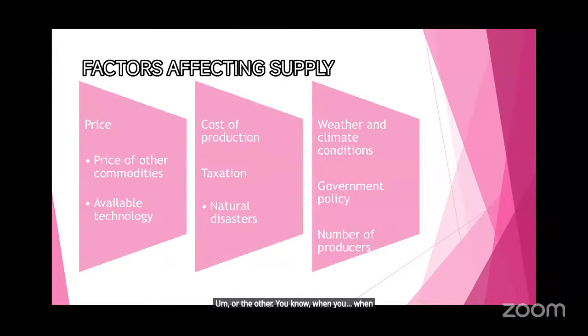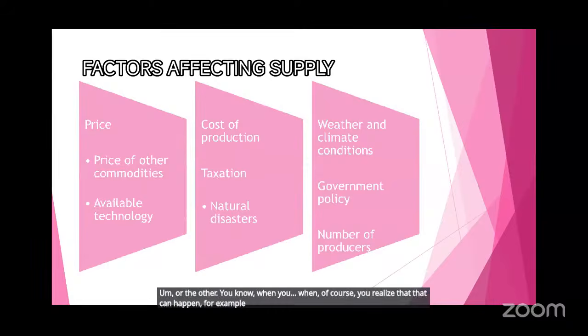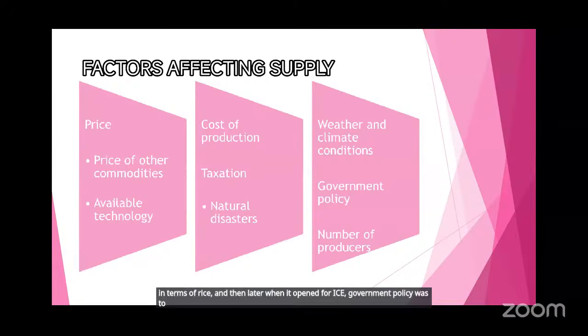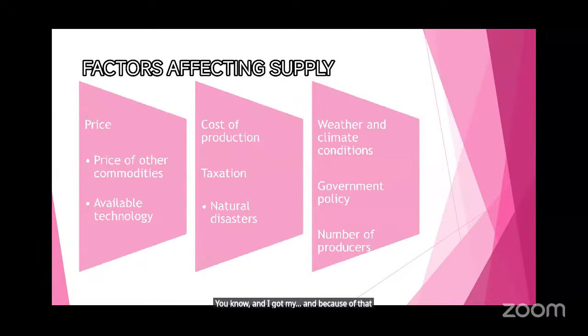When of course you realize that that can happen. For example, when we look at the subsidy at a point in time, government stopped the importation of rice. It happened, and then it closed all our borders in terms of rice. And then later, when it opened for rice, government policy was to encourage farmers in Nigeria to be able to produce rice as well. And because of that, government policy blocked our borders. And so many producers went into the production of rice. So you can see that government policy has a huge effect on production.